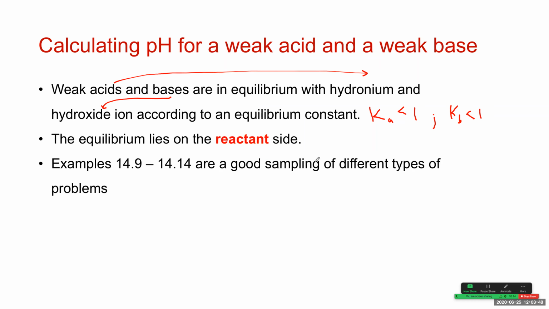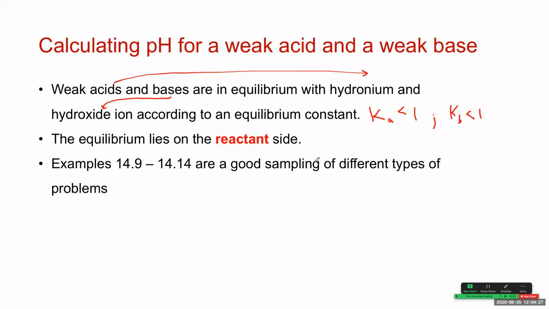So in your book, they have several examples of how to do these problems. I would look at these. Examples 14.9 through 14.14 are a really good sampling of different types of problems that you will encounter with this topic. We're going to do a couple, but we're not going to exhaust all the possibilities. I'm going to show you a few examples on the 2 worksheets we're going to do, worksheet 16 and 17, that exemplify the kind of problems you'll find with weak acids. I'm not going to do weak bases, but the weak bases are the same.